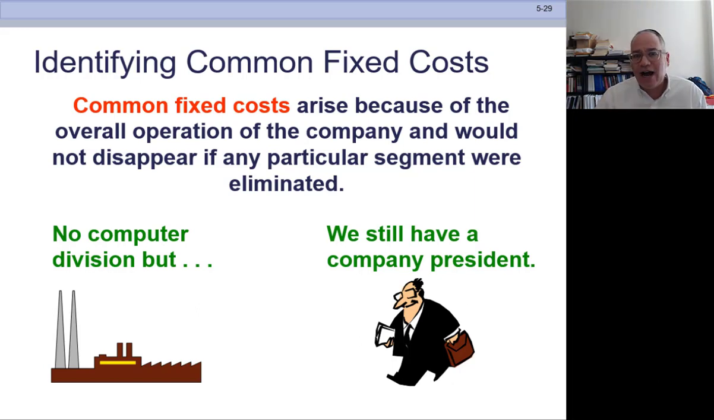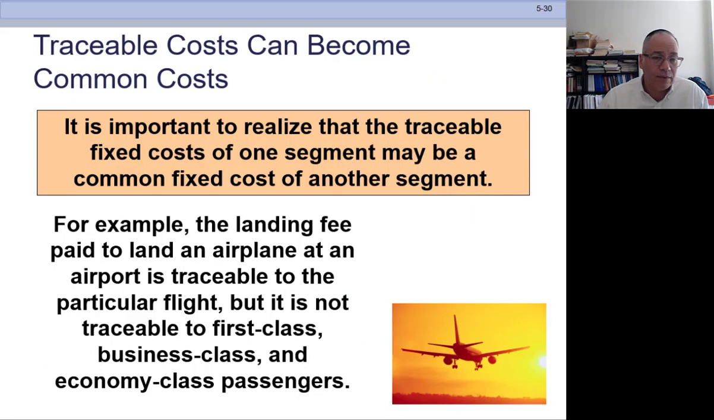Identifying common fixed costs. Common fixed costs exist because even if you got rid of a division, these common fixed costs would still be there. If there's no computer division, we would still have a company president and we would still need to pay them. So a traceable fixed cost of one segment could in fact be a common fixed cost of another segment.